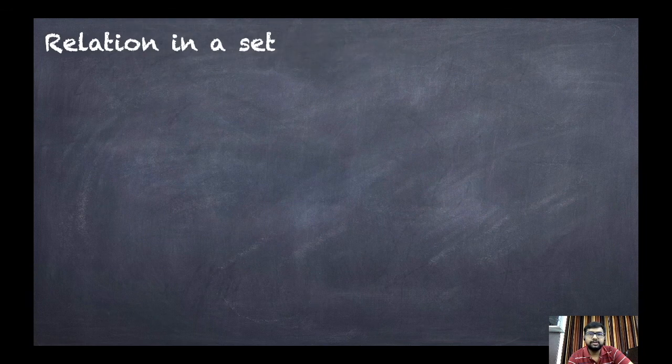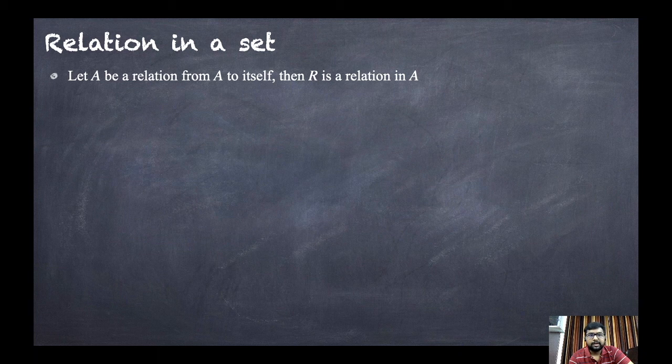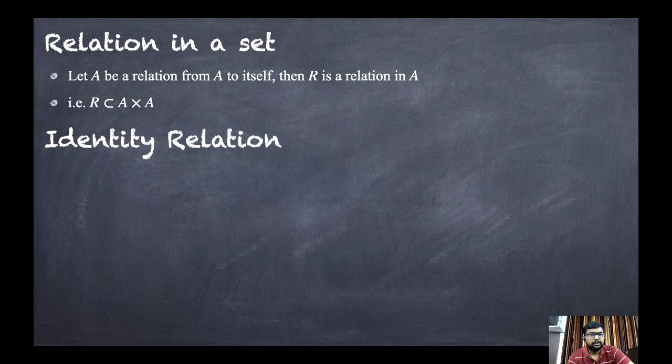Next, relation in a set. Let capital A be a set; a relation from A to itself. Then R is a relation in A. That means we have only one set, so it is called a relation in A. So that is R, it is a subset of A cross A. Yeah, that's it.